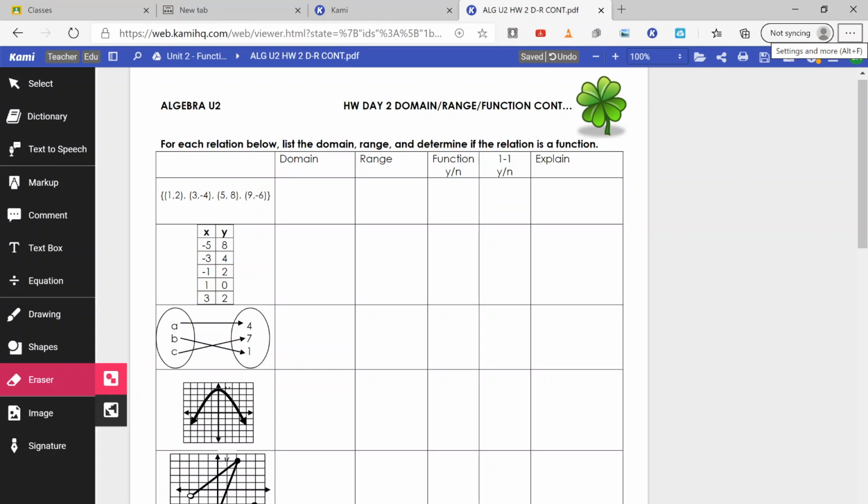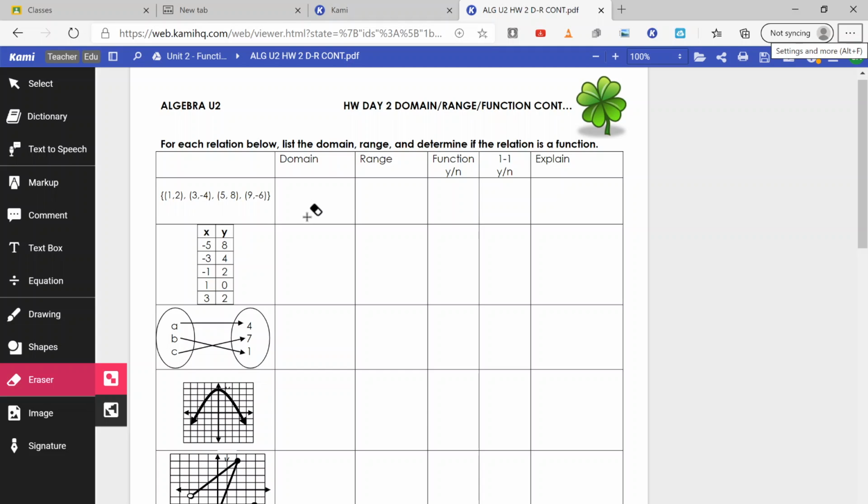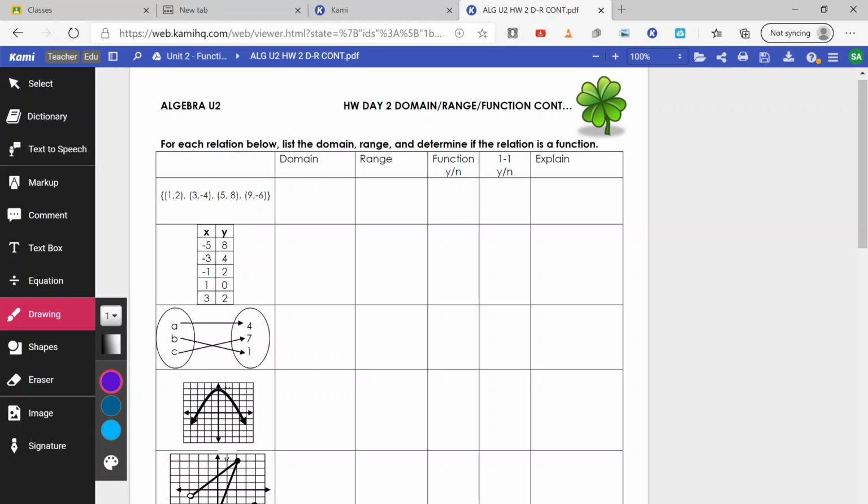The first one, we've got a set of points: 1, 2, 3, negative 5, 5, 8, and 9, negative 6. What we want to do is put down the x values of our domain. So they are 1, 3, 5, and 9. Close it with our fancy looking bracket here. And the range is listing off the y values. So we've got y values of 2, negative 4, 8, and negative 6.